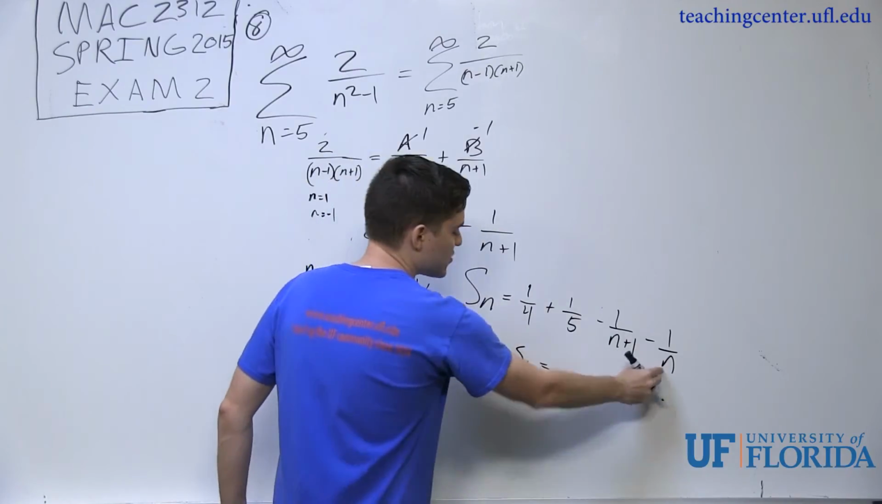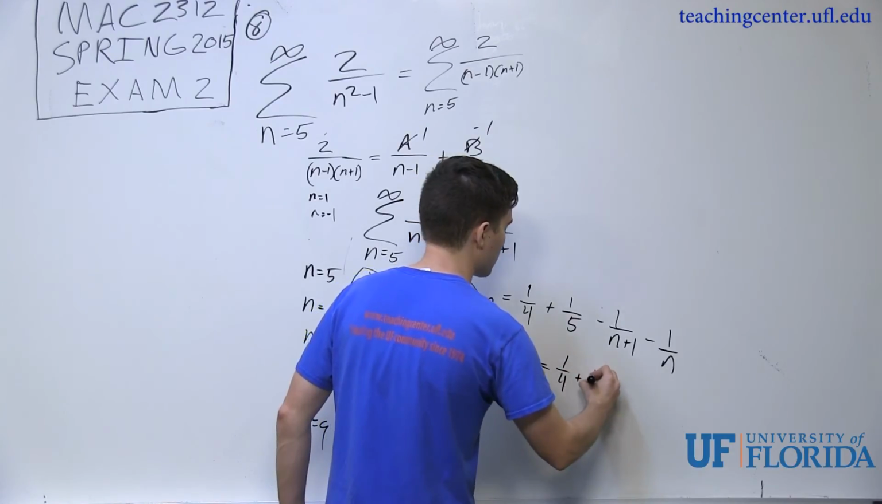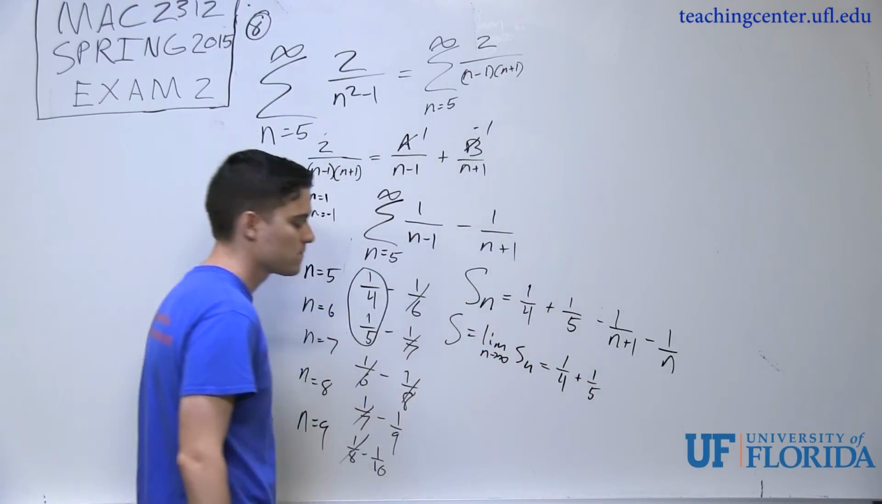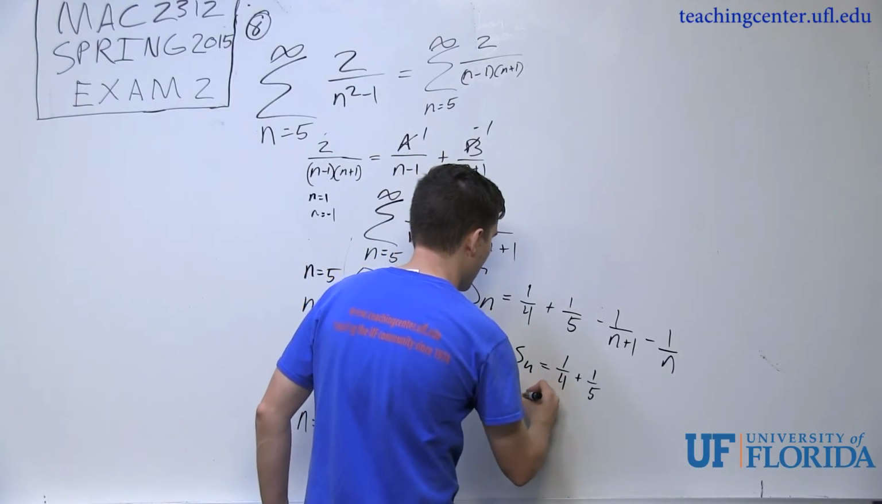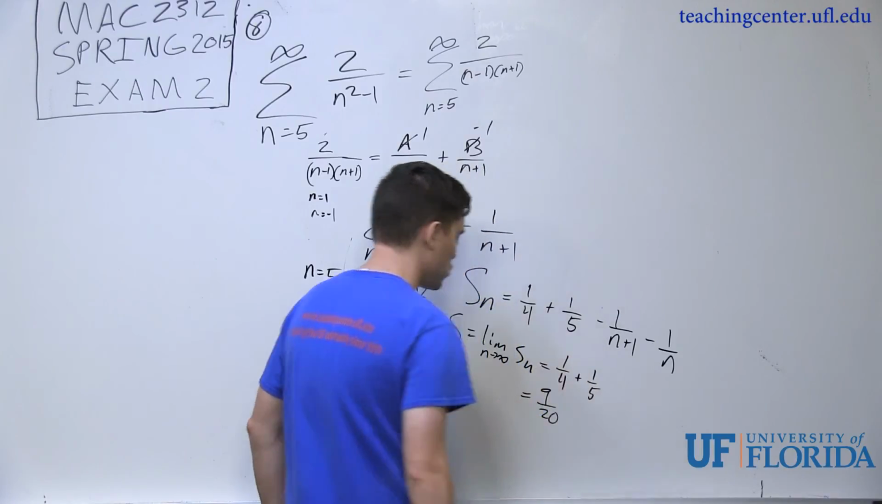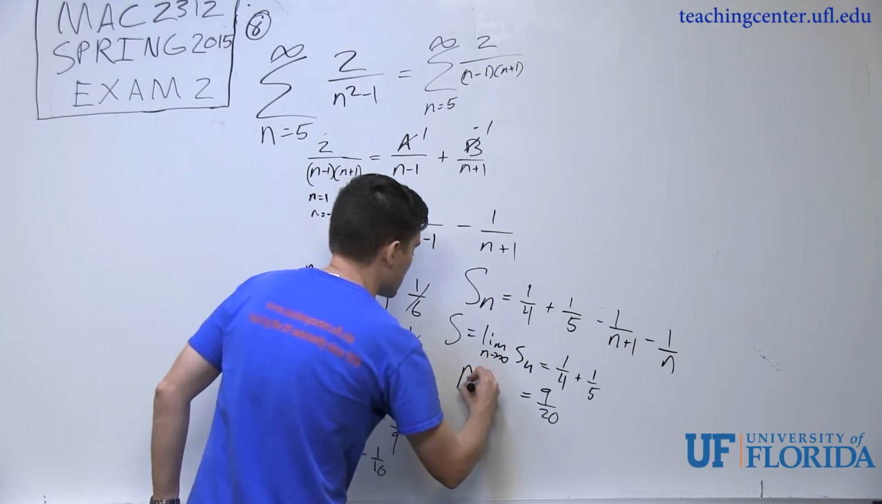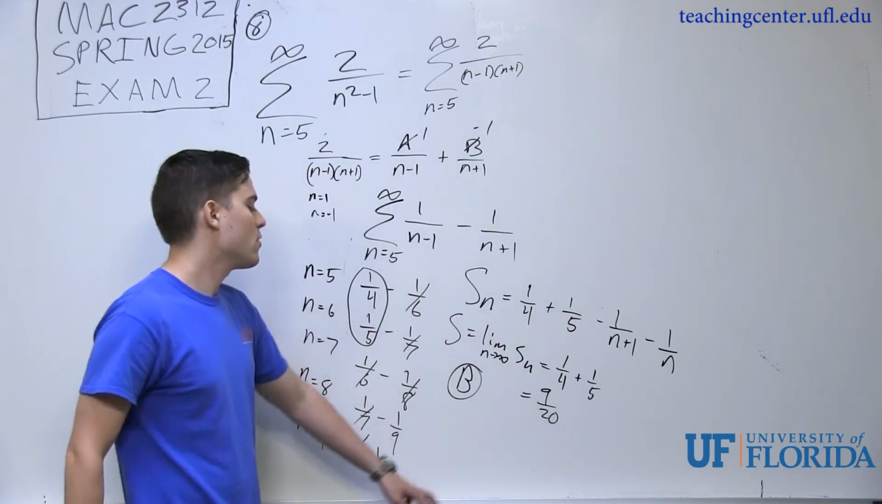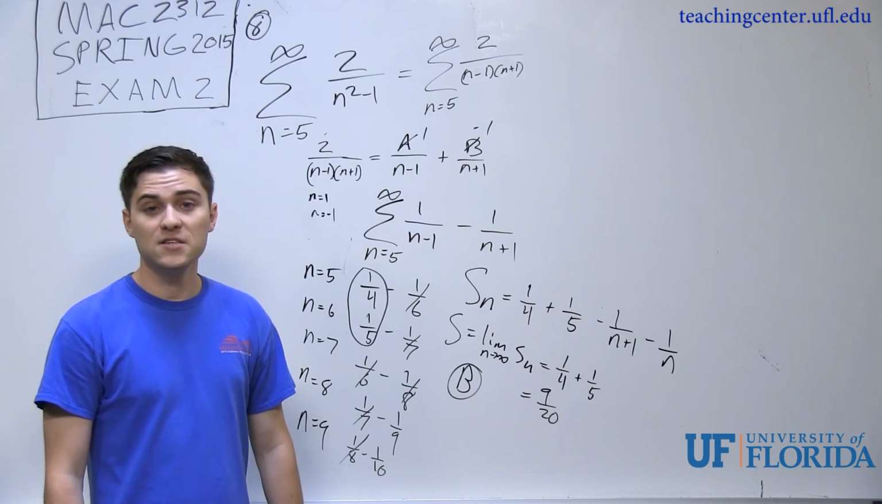If I do that, these 2 terms end up going to 0, so I end up getting 1/4 plus 1/5. If I add those together and find a common denominator, I end up getting 9 over 20. So 9 over 20 is the sum, which means that the answer is B. On a side note, because I ended up with a finite sum, that means that this series is convergent.